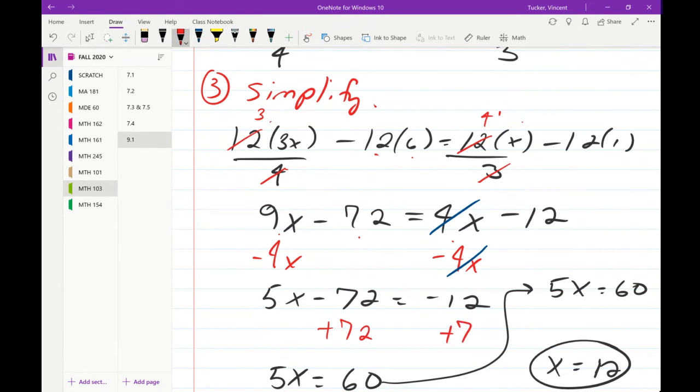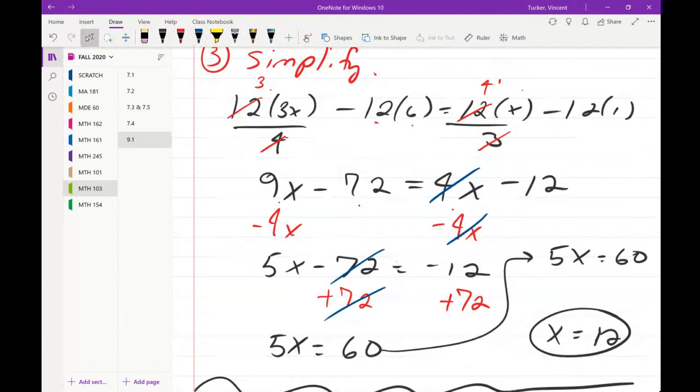Now add 72 to both sides. That'll leave you with 5x on the left and 60 on the right. Then we can finish off the problem by dividing both sides by 5. And x is equal to 12.